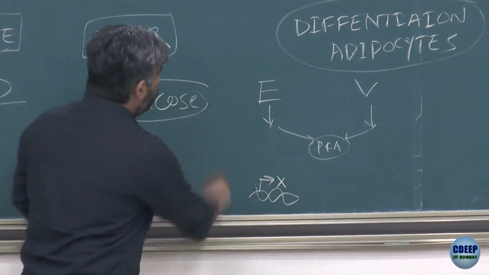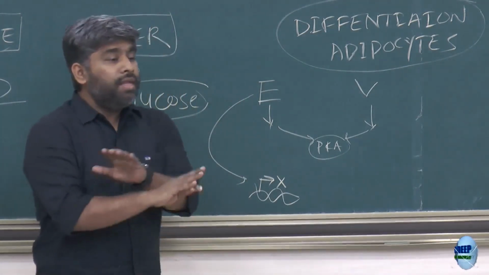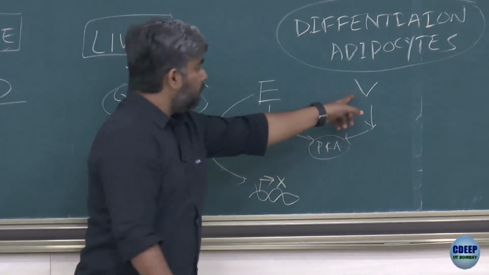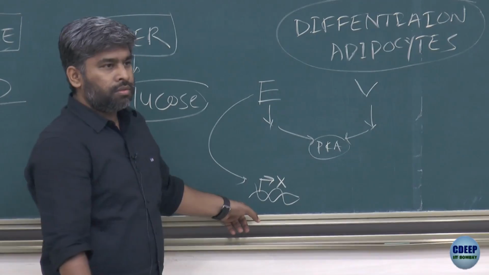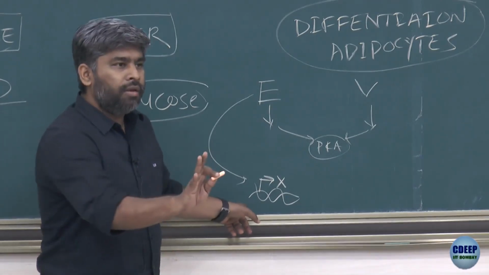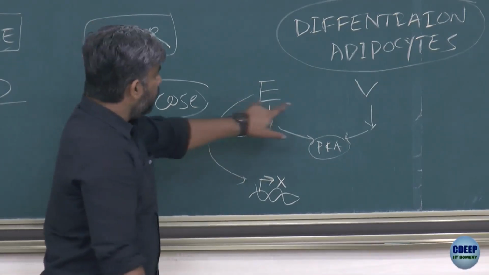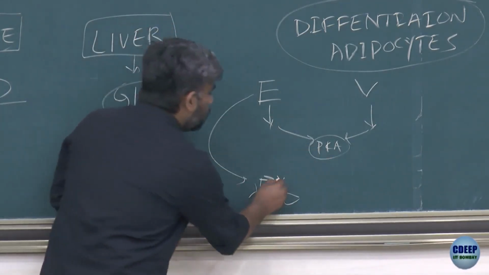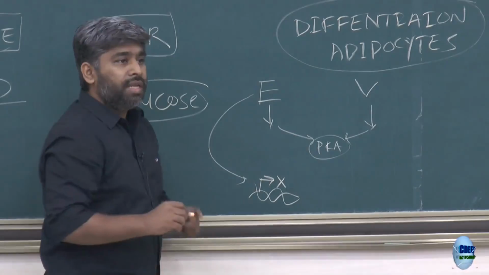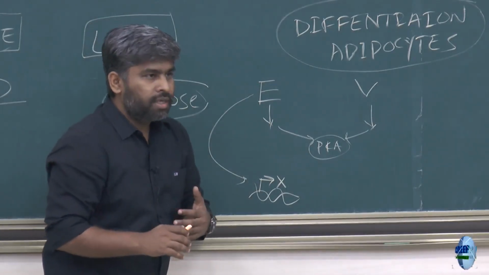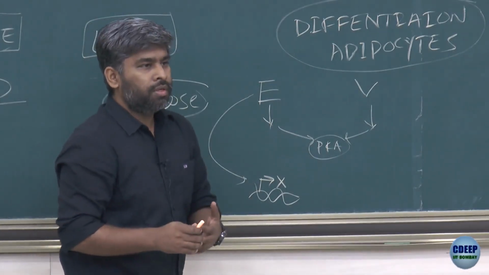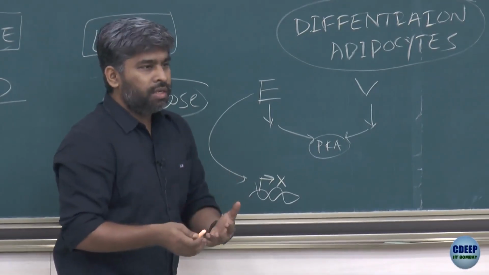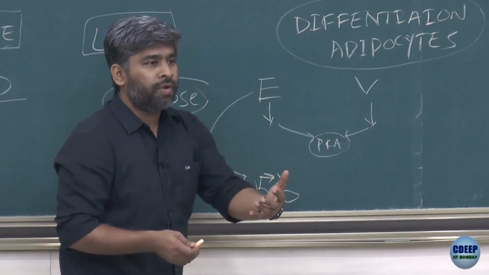This is the job of your epinephrine. At any given time, your vasopressin is never going to do this, right? Is this clear? Which means that even if this PKA is getting the common signal, the expression of gene X is dependent on what? The expression of this gene X will be dependent on some transcription factor.